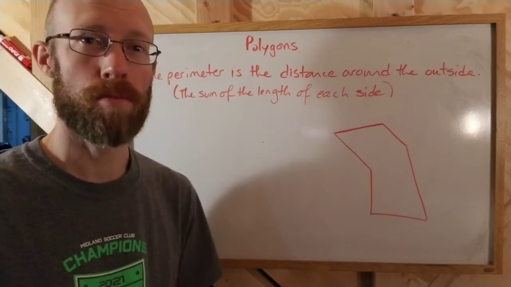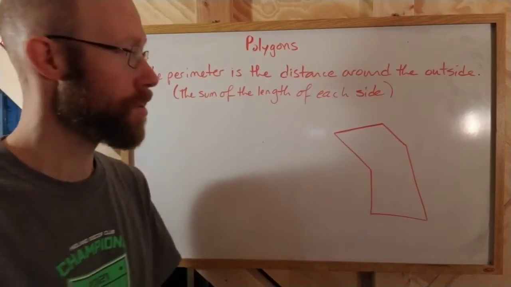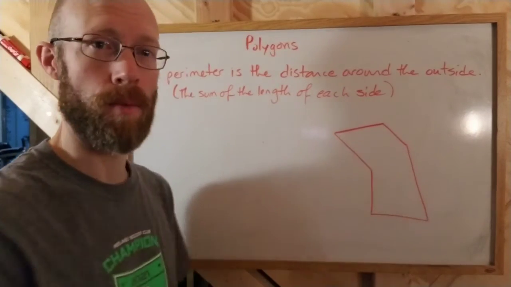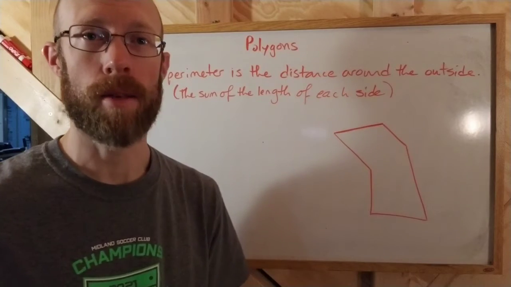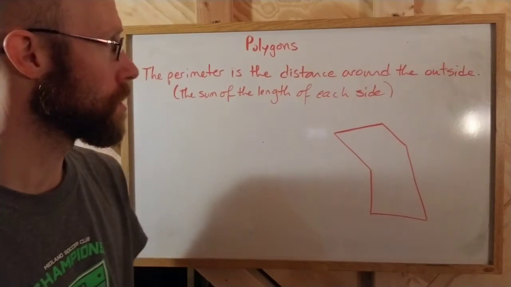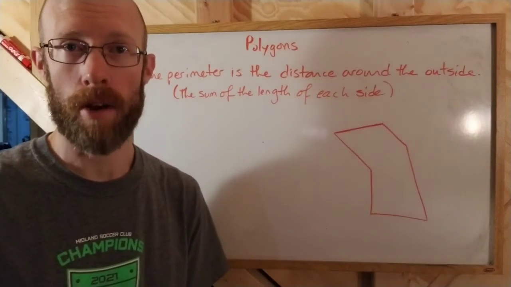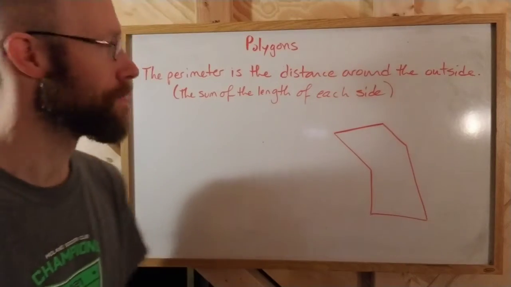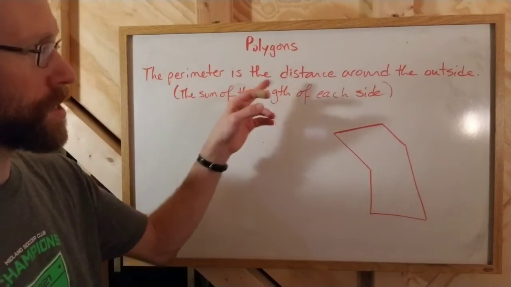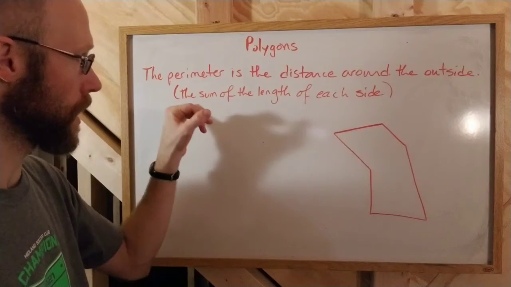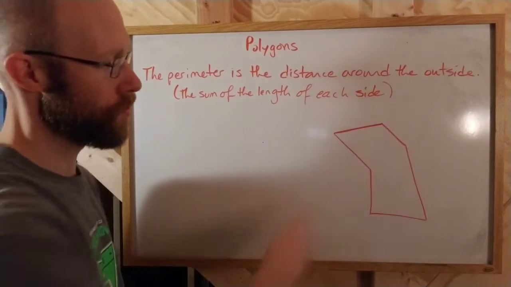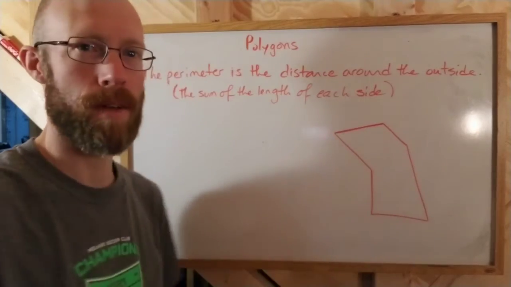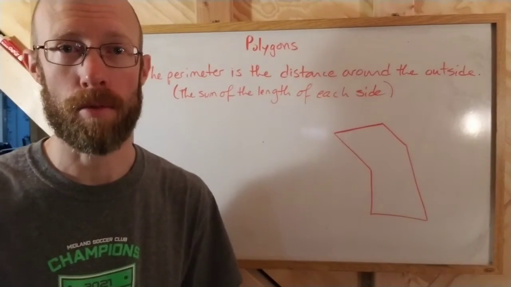Two other properties that polygons have are the distance around the outside that we're going to call the perimeter, and the amount of space on the inside that we'll call the area. First, we'll talk about the perimeter. Area gets its own section. The perimeter is the distance around the outside, and we find that by adding up the lengths of each side. So if we know the lengths of all these sides, we simply add them up to find the perimeter.